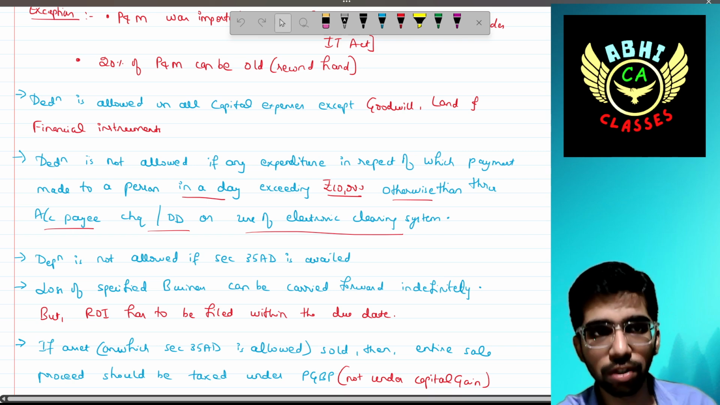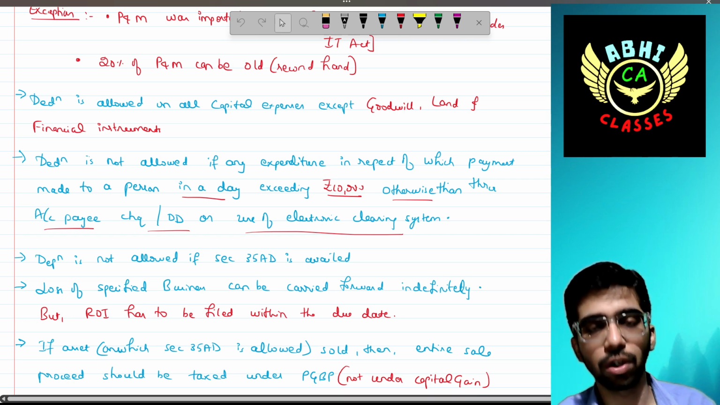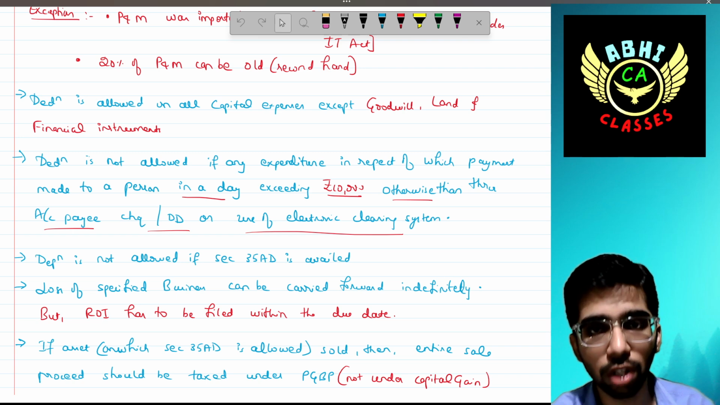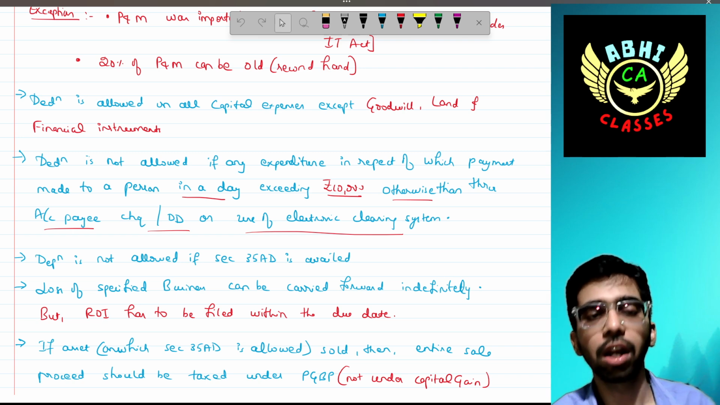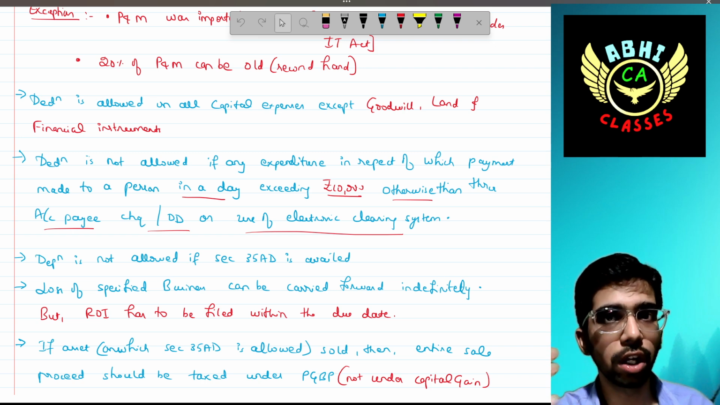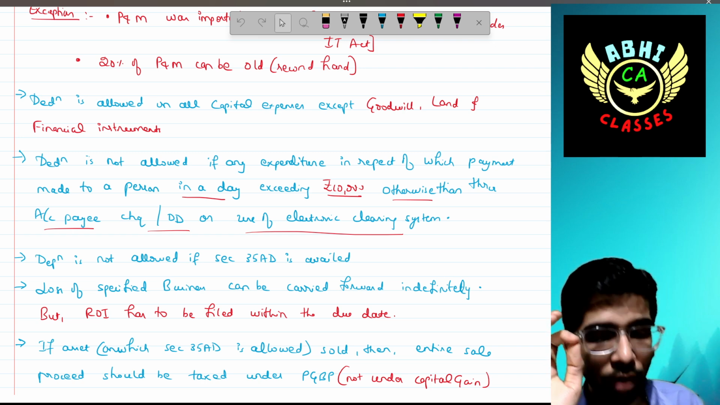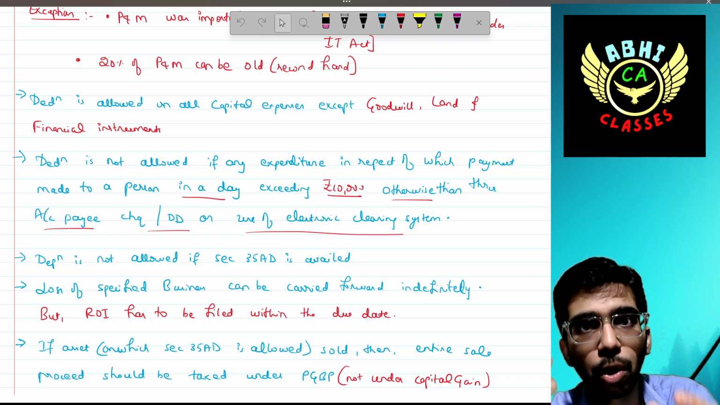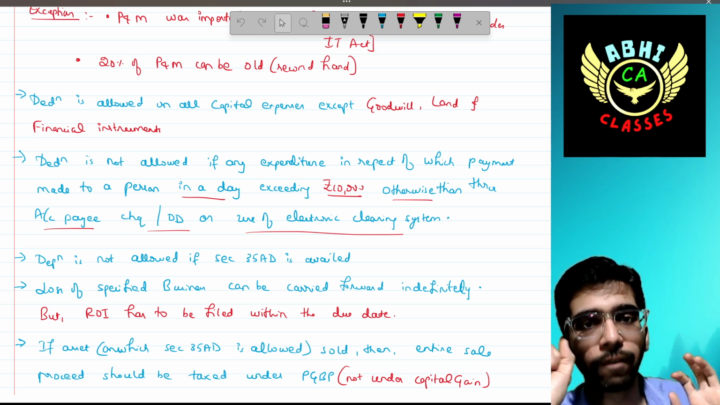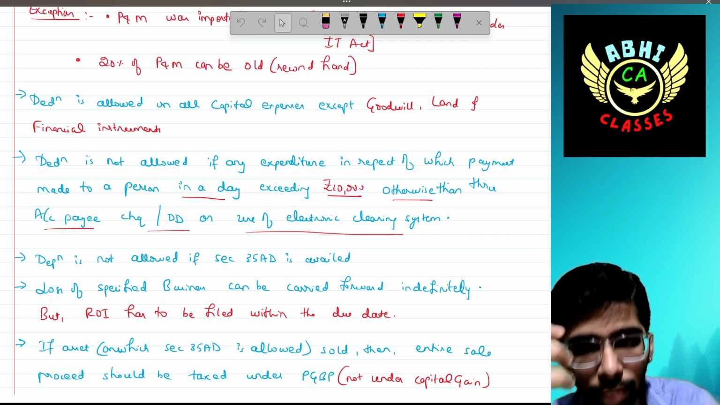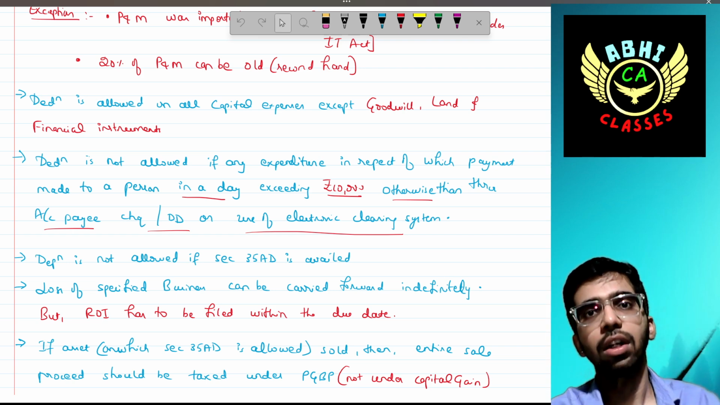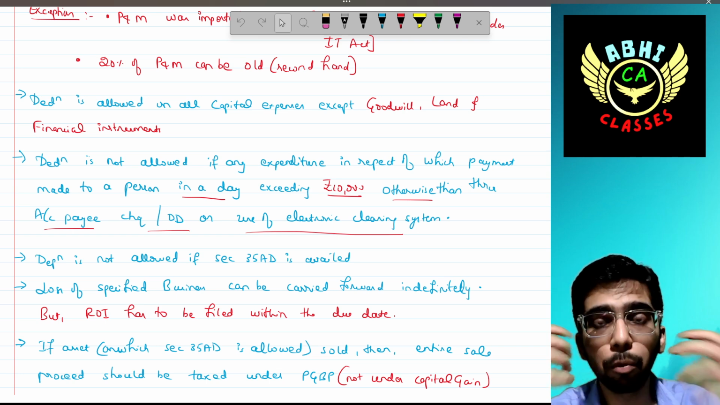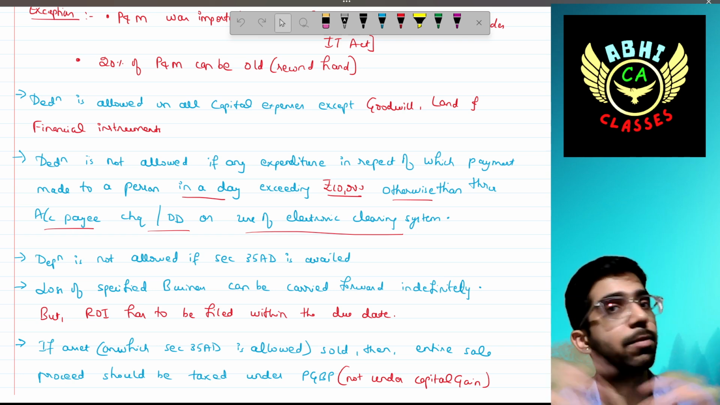Okay. Next, the deduction is not allowed if any expenditure in respect of which the payment is made to a person in a day exceeding 10,000 is otherwise than through account payee cheque or draft or use of any electronic clearing system, ECS in short. For example, if you are incurring an expenditure in respect of any plant and machinery, let's say 20,000, but you are incurring that expenditure only through cash, then the deduction would be nil. In order to promote cashless transactions, this concept has been brought into effect.